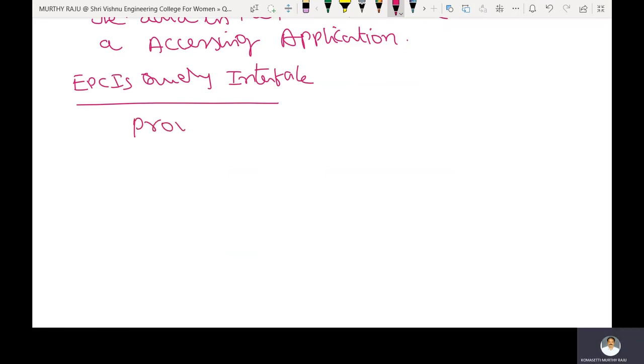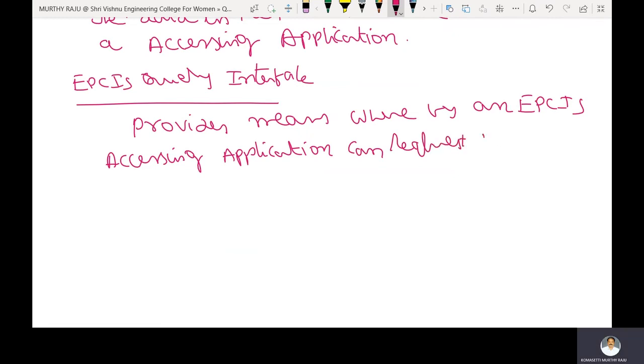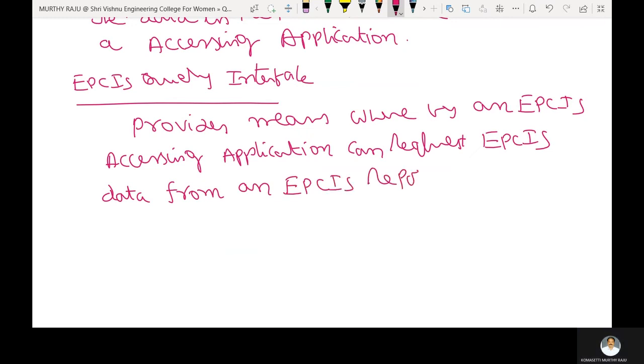Query interface provides means whereby an EPCIS accessing application can request EPCIS data from an EPCIS repository or an EPCIS capturing application.